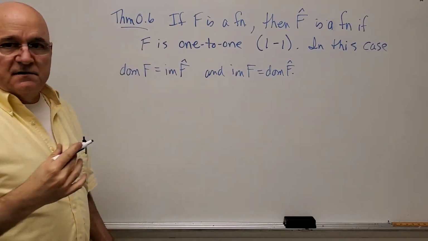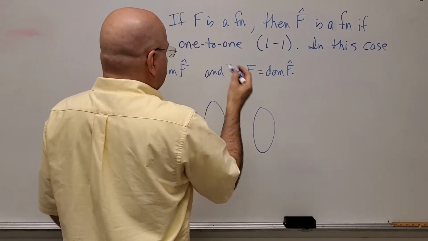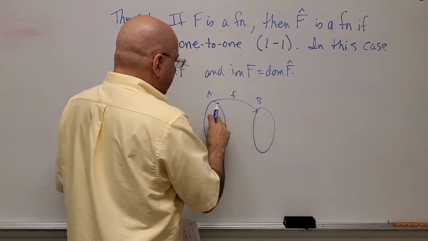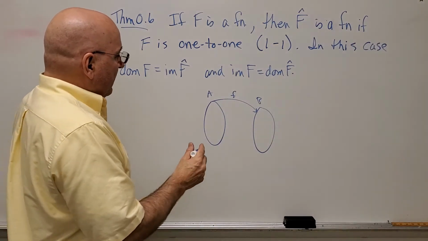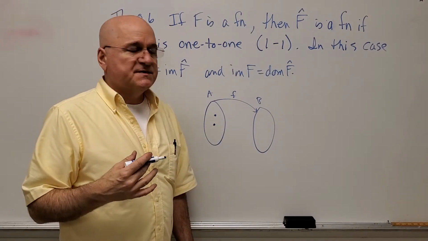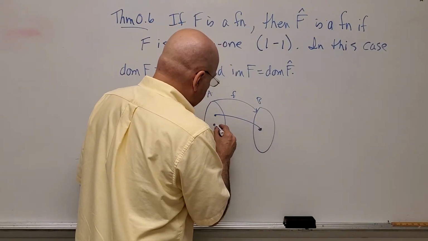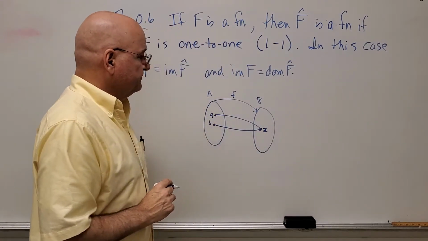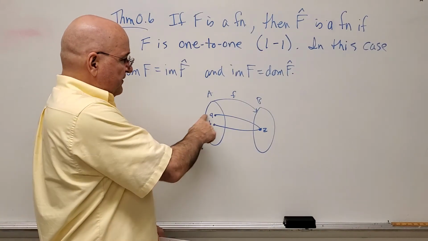Now let's think about what this theorem is saying. Let's say that f, this is A and that's B, and f maps all of A into B. Well, suppose that f was not one-to-one. In other words, suppose that f maps little a and little b to the same value z in the set B. That's legal for a function, but not a one-to-one function. This function is not one-to-one.